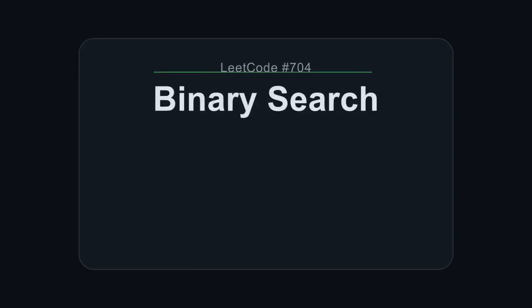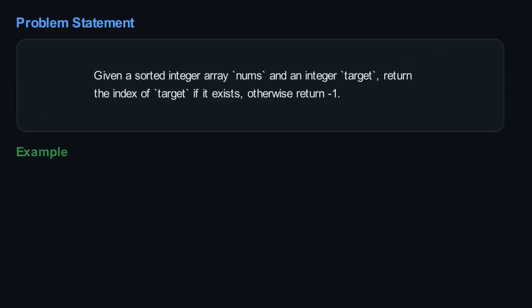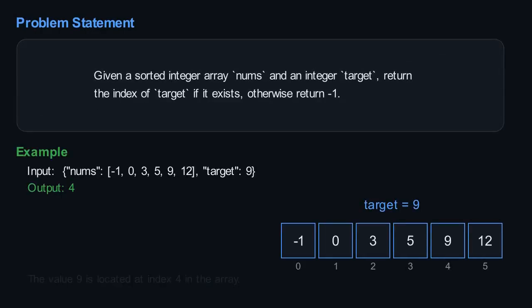Binary search looks like it needs a linear scan, but there's a halving trick that drops the work to logarithmic time. We're given a sorted integer array and a target value. The task is to return the index of the target if it exists, otherwise return -1. For example, with the array -1, 0, 3, 5, 9, 12 and a target of 9, the answer is index 4 because 9 sits at that position.